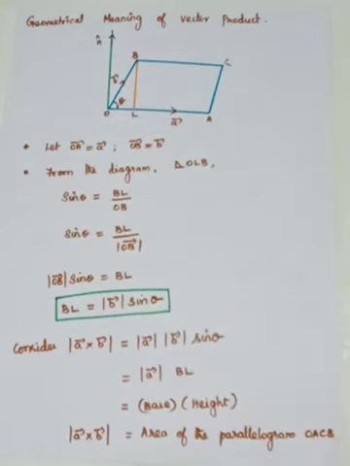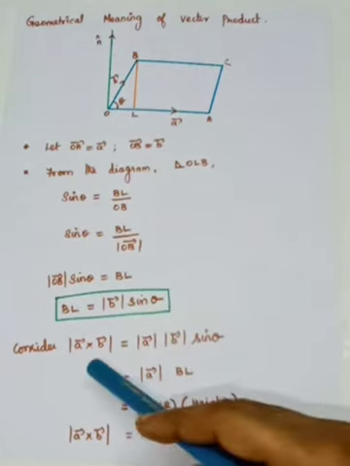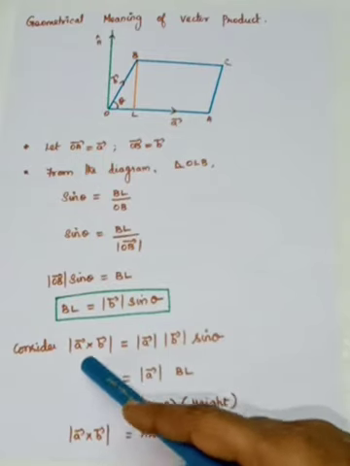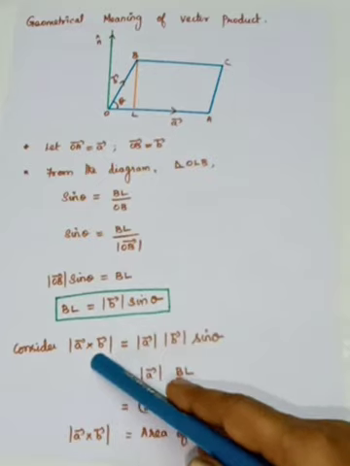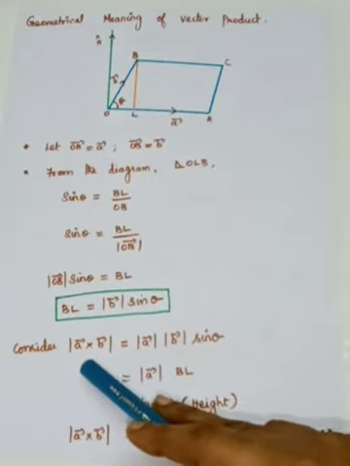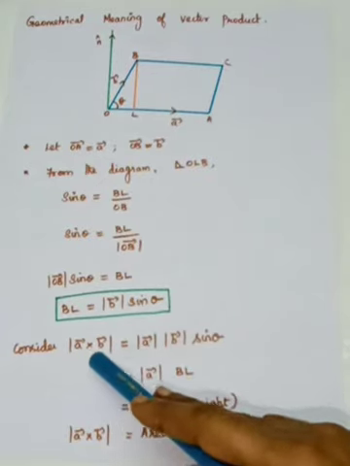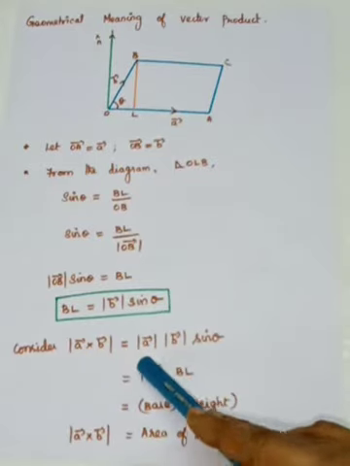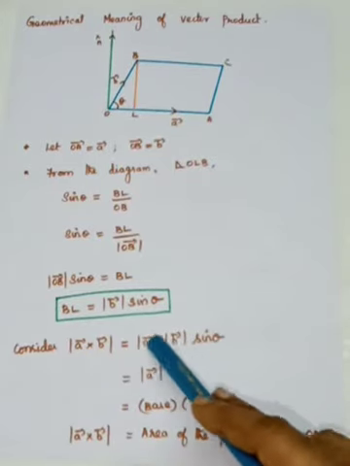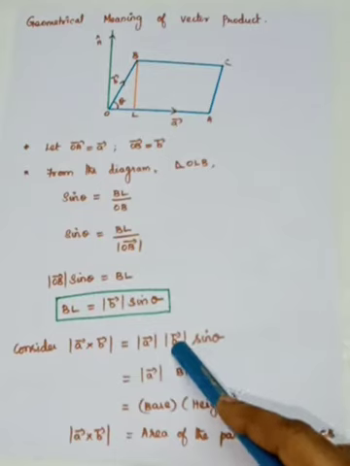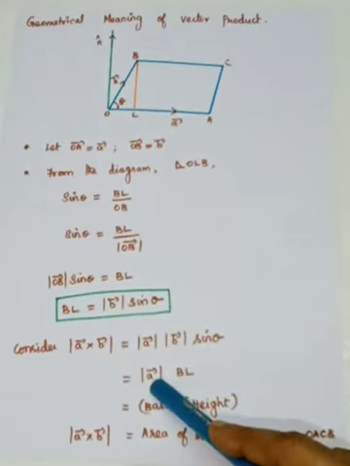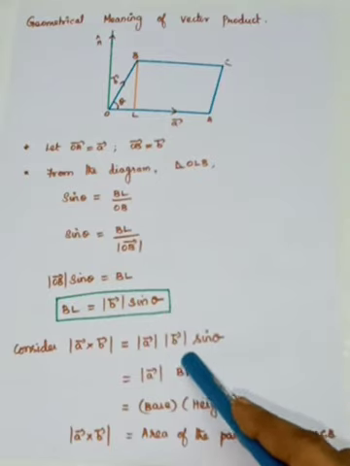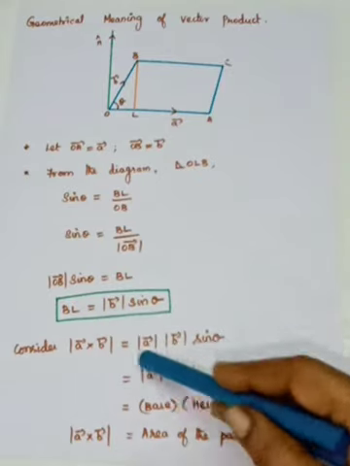Now we are going to see the definition of vector product. Here we are going to see only the modulus of A vector cross B vector. Modulus of A vector cross B vector is the magnitude of A vector cross B vector. It is nothing but modulus of A vector, modulus of B vector, sin theta. What is modulus of B vector into sin theta? That is nothing but BL.